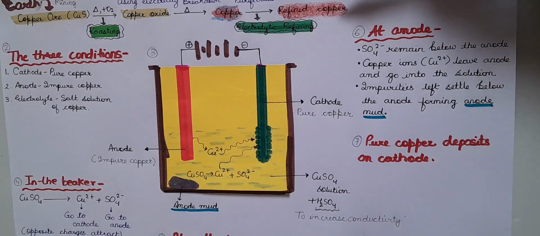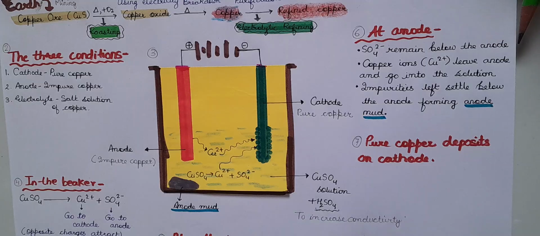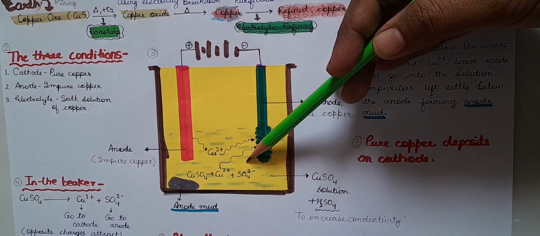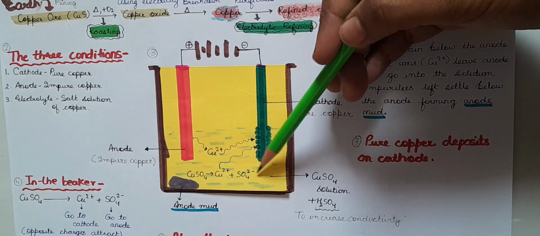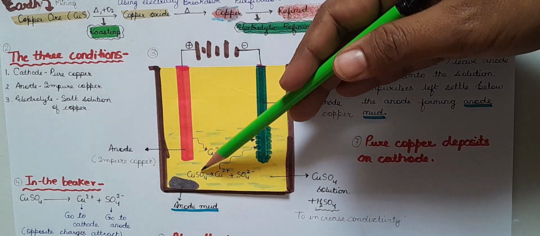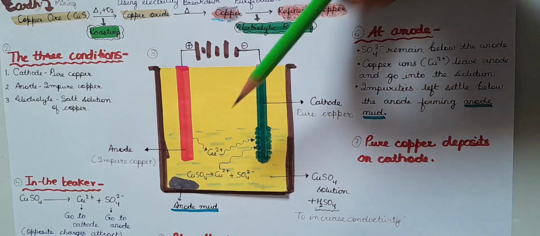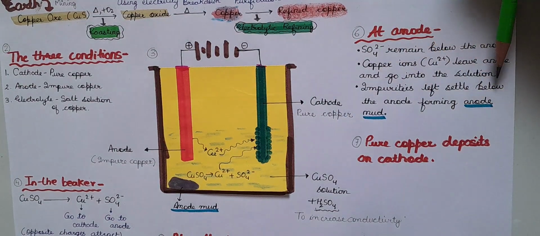Now let's see what happens at the anode. SO4 2- remains below the anode. Sulfate ions are negatively charged. They should technically go to the anode and stick there, but because it's a polyatomic ion, it doesn't stick. Rather, it remains below the anode and in the solution. कॉपर आयंस Cu2+ लीव एनोड एंड गो इनटू द सॉल्यूशन.